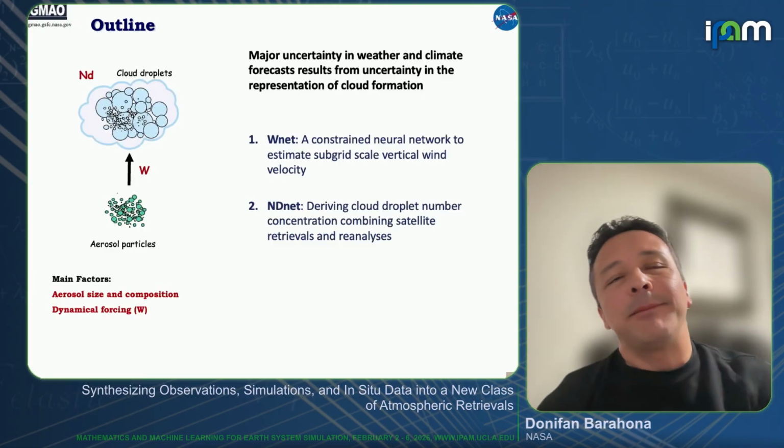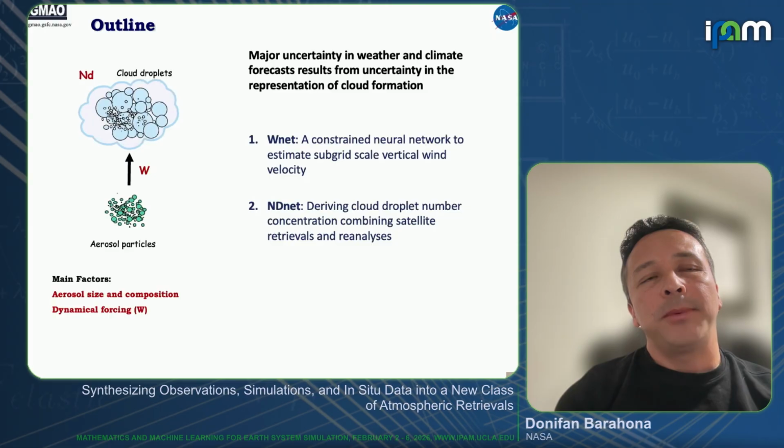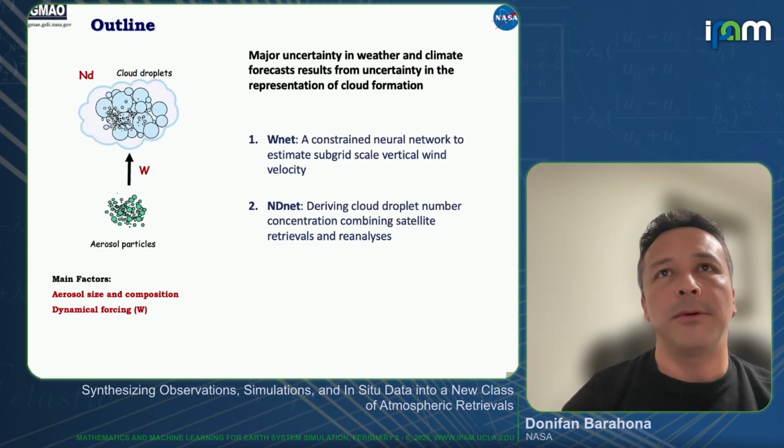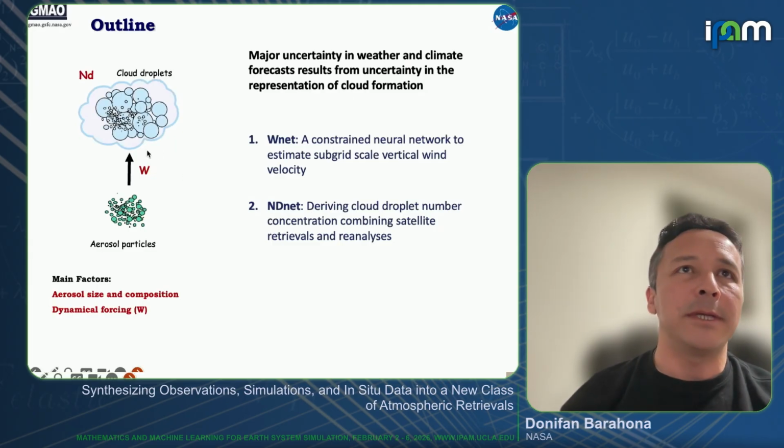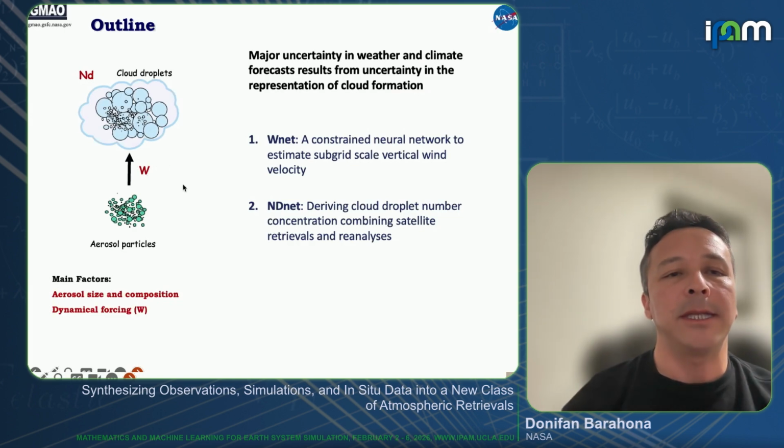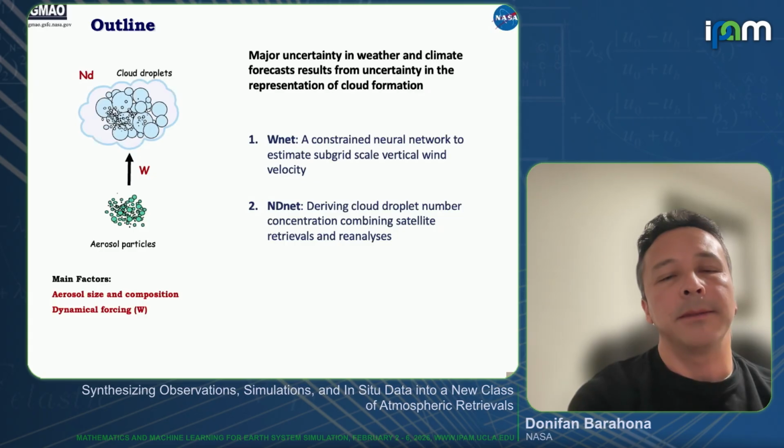In the next few slides, I'm going to try to explain how we go about implementing that scheme I just showed for two variables that are of interest in this particular scheme. The first one we call WNet, a constrained neural network to estimate the vertical velocity at the scale of the individual parcel. And the second part of the talk will cover the cloud droplet number concentration that we use to test whether this is a good model or not.